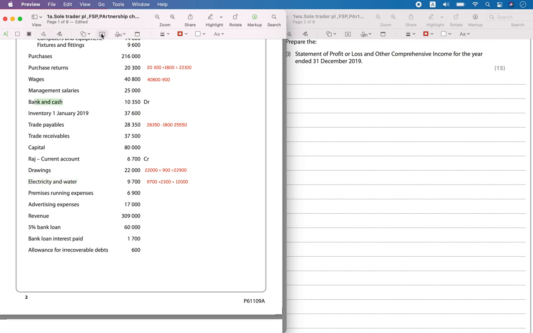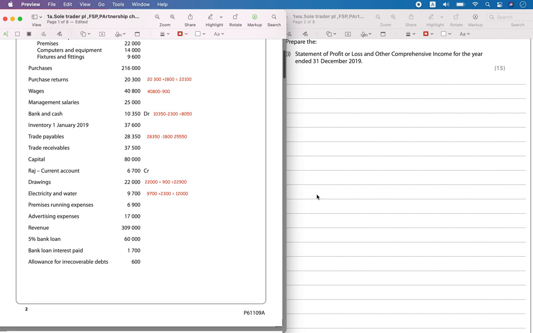And then bank and cash has to be adjusted. 10,350 minus 2,300 is equal to around 8,050. So this bank and cash debit is a current asset, but we can discuss this in the financial position.